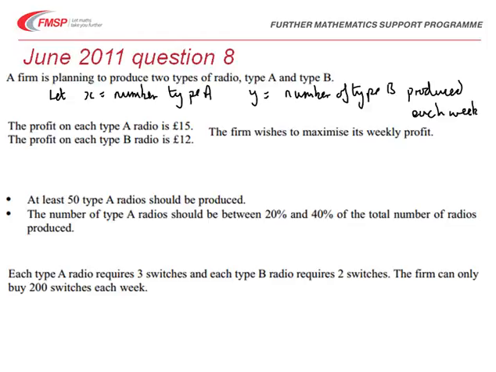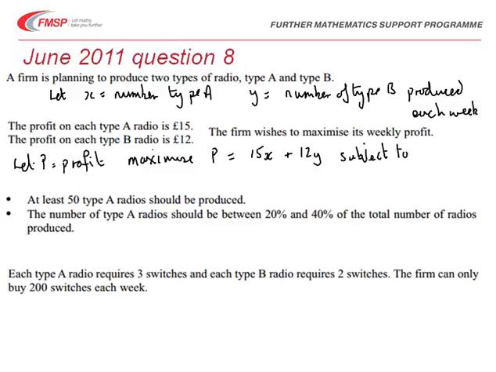The objective of the exercise is to maximize the profit, so let P be equal to the profit, and then we need to maximize P, which is equal to £15 for type A, so that's 15x, and it's £12 for type B, so 12y. So we need to maximize P, which is 15x plus 12y, and we would then say subject to the following constraints.